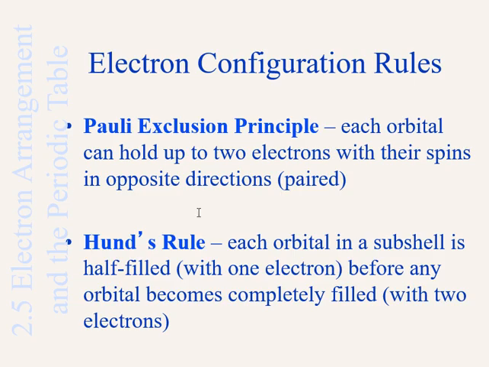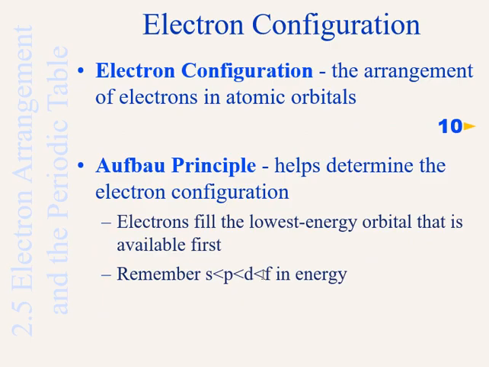Finally, Hund's rule. Each orbital in a subshell is half filled with 1 electron before any orbital becomes completely filled with 2 electrons. What does that mean? If we go back and we see these 4 subshells, S only has 1 orbital, and it must be filled half before we fill it completely, so it doesn't matter. We fill the 2 electrons, but P has 3 orbitals, and let's say I have 6 electrons. Should I fill the first one with 2, then the second one with 2, and the third one with 2? No. We must fill in each one half.